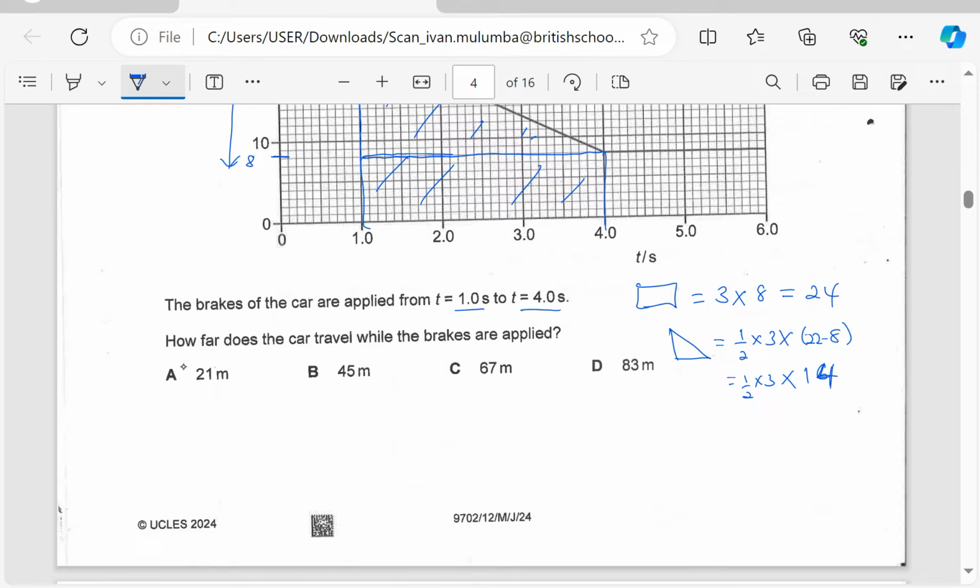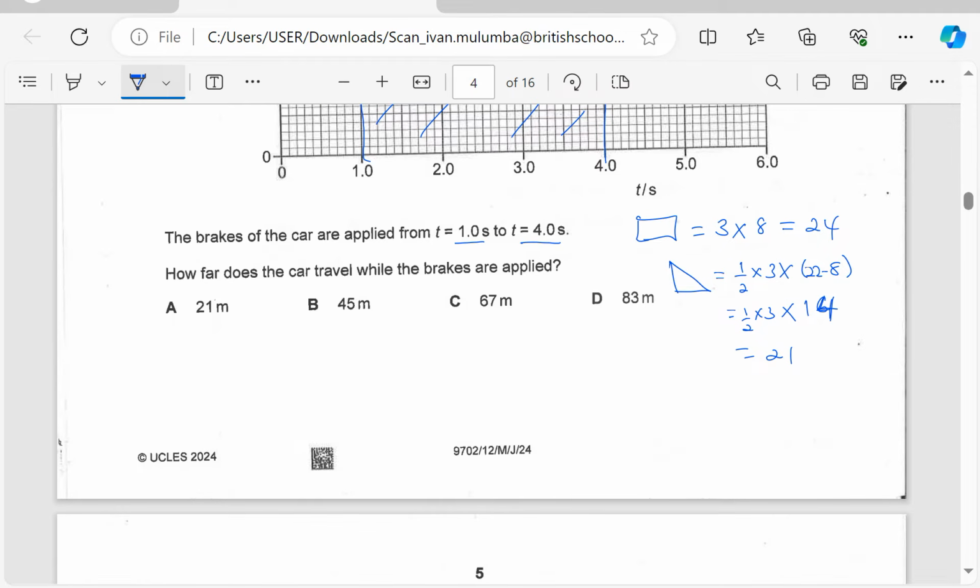So you have a half times 3 times 14, which is 7 times 3, which is equal to 21. So the total area is going to be 21 plus 24, which gives us 45. So the answer is going to be B.